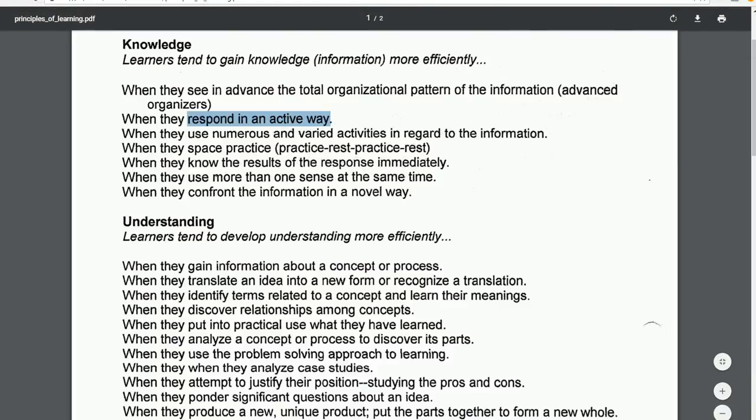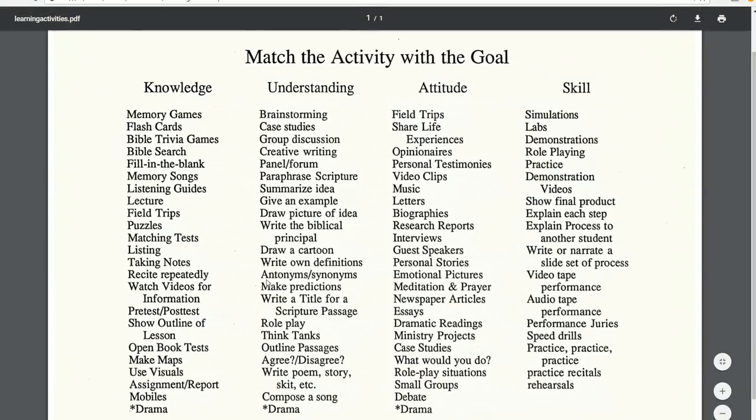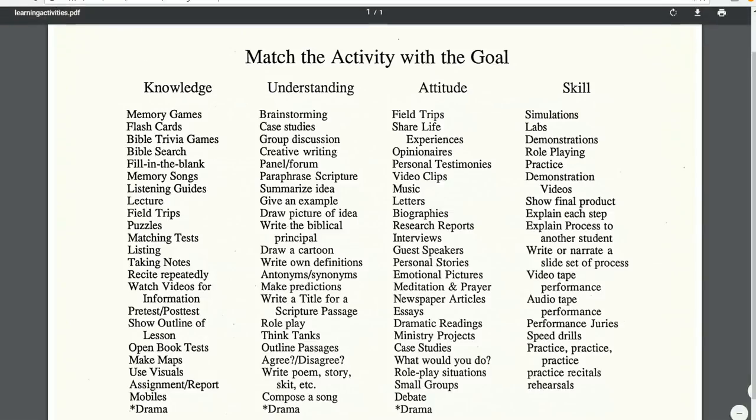Okay, and so let's go to that second sheet, the matching learning activities. We've listed here underneath knowledge, understanding, attitude, and skill just a sample of the kinds of activities that you could use. For instance, listening guides and lecture and field trips. These are ways that you could begin to use to bring activities you could use for knowledge. And you'll see that these kinds of activities, underneath them are one or more principles that we just saw.